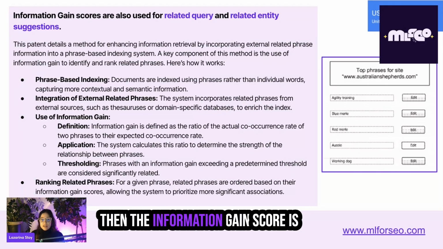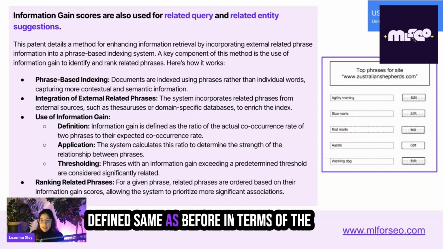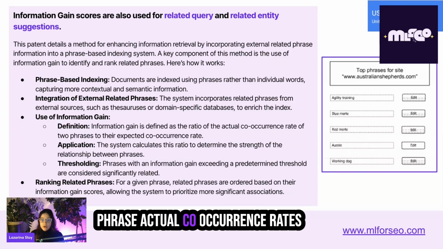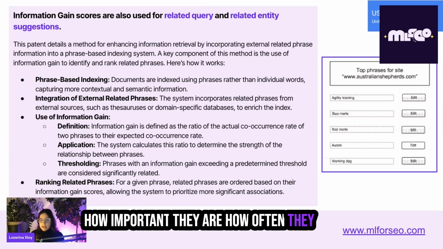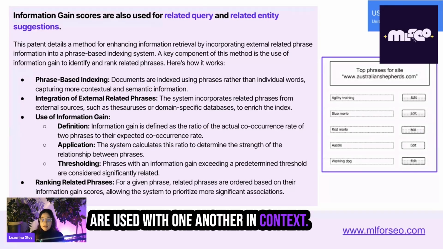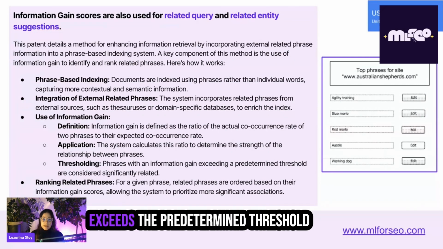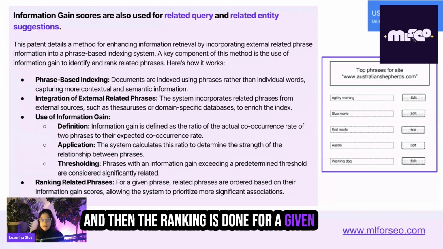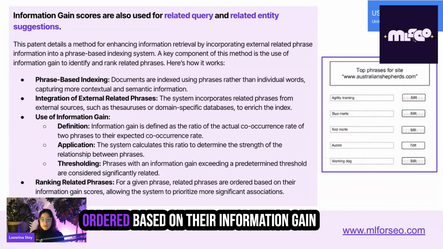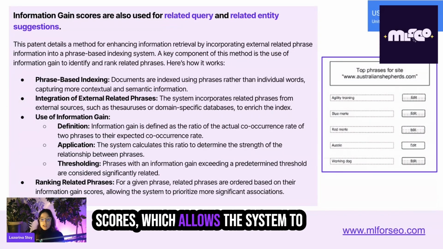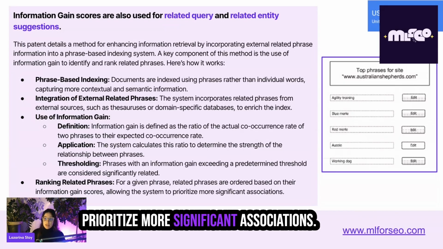And then the information gain score is defined same as before in terms of the phrase actual co-occurrence rate versus expected co-occurrence rate. The system calculates this ratio to determine the strength of the relationship between these phrases, how important they are, how often they are used with one another in context. Phrases with an information gain that exceeds the predetermined threshold are considered significantly related. And then the ranking is done for a given phrase where related phrases are ordered based on their information gain scores, which allows the system to prioritize more significant associations.